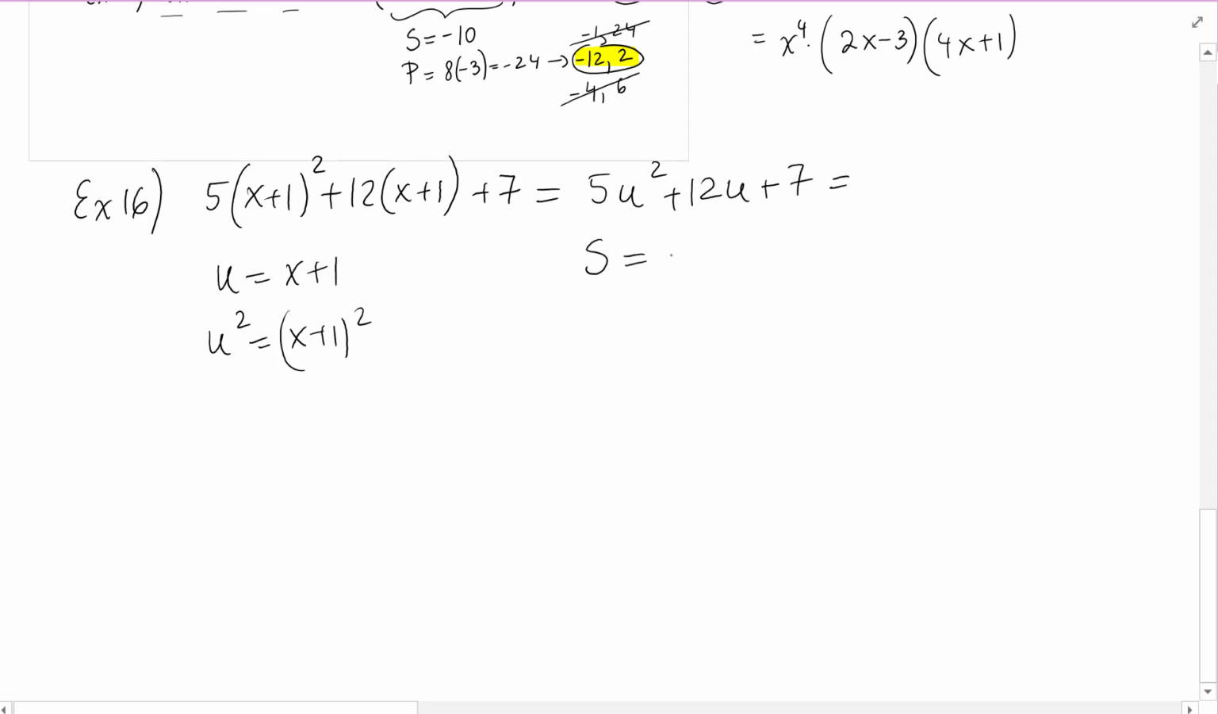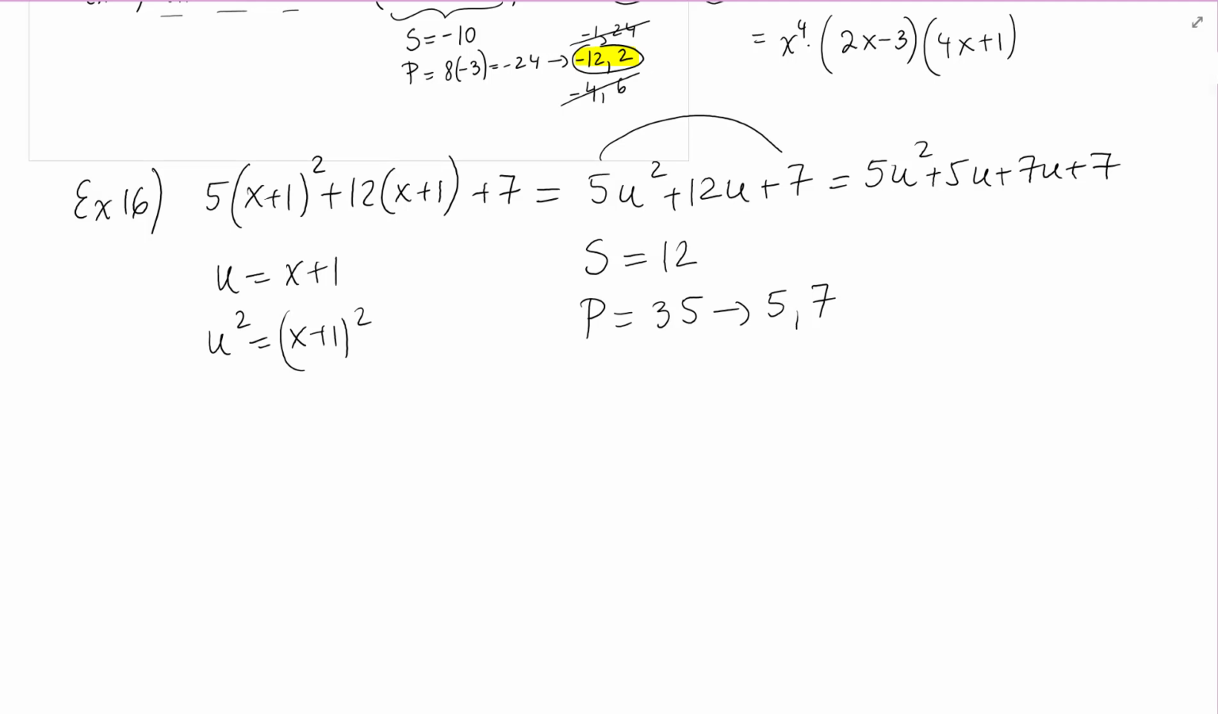Now we are looking for two numbers that have the sum 12 and the product 5 times 7, which is 35. So the two numbers are 5 and 7. So 5 times 7 is 35, and 5 plus 7 is 12. So we rewrite the middle term as plus 5u plus 7u plus 7. You see, this middle term of 12u was written using these two numbers that we found here.